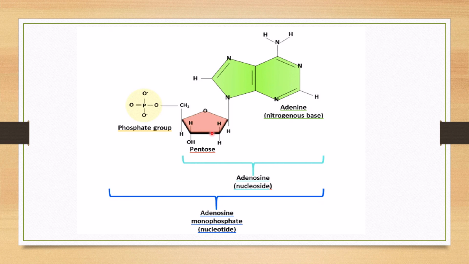So the DNA involves multiple bonds like the hydrogen bond between the bases, the glycosidic linkage between the base and the sugar, and the phosphoester linkage between the sugar and the phosphate.